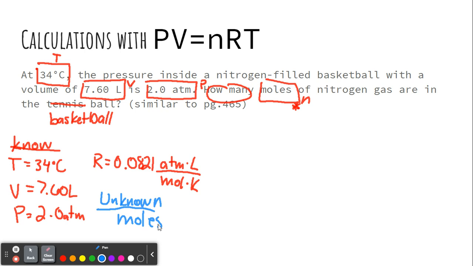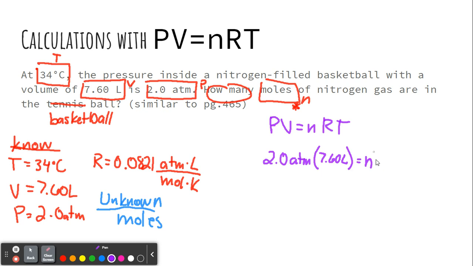So the first thing that we're going to do is we're going to write down our equation and then start plugging in our variables that we know. So I've got PV equals nRT. My pressure is 2.0 atmospheres. My volume is in the correct unit of liters. And notice that atmospheres was also my correct unit. N is what I'm solving for.